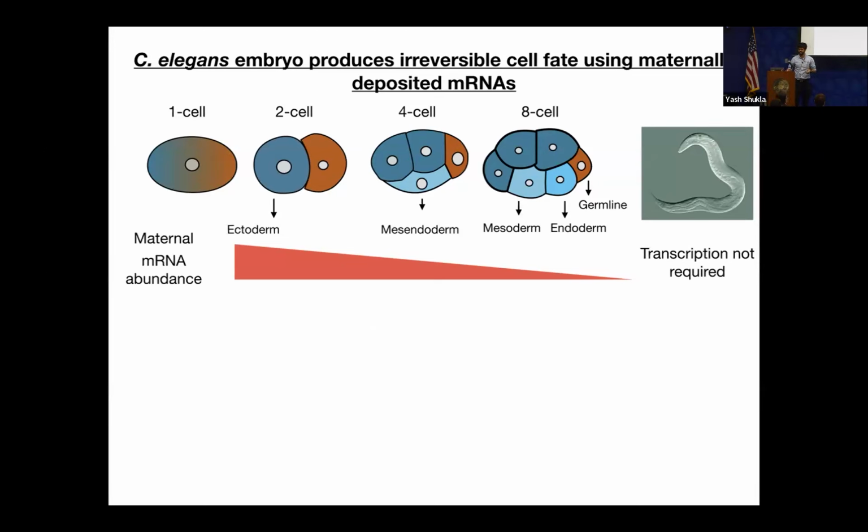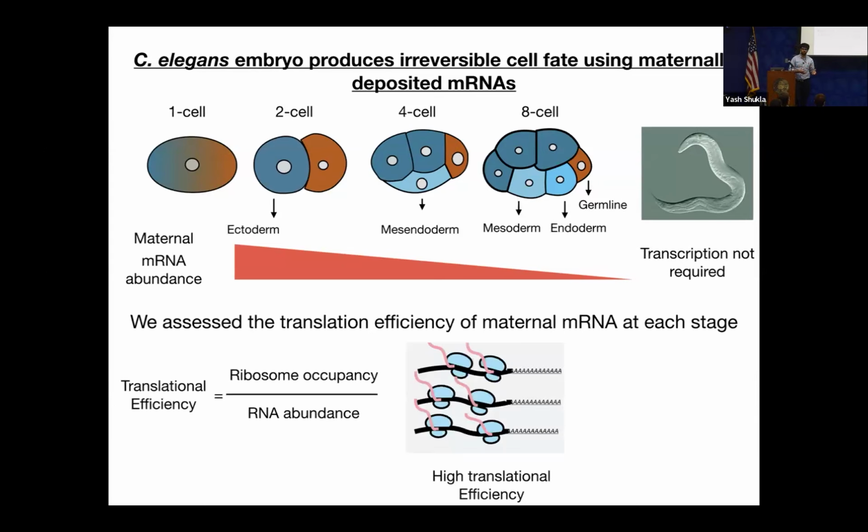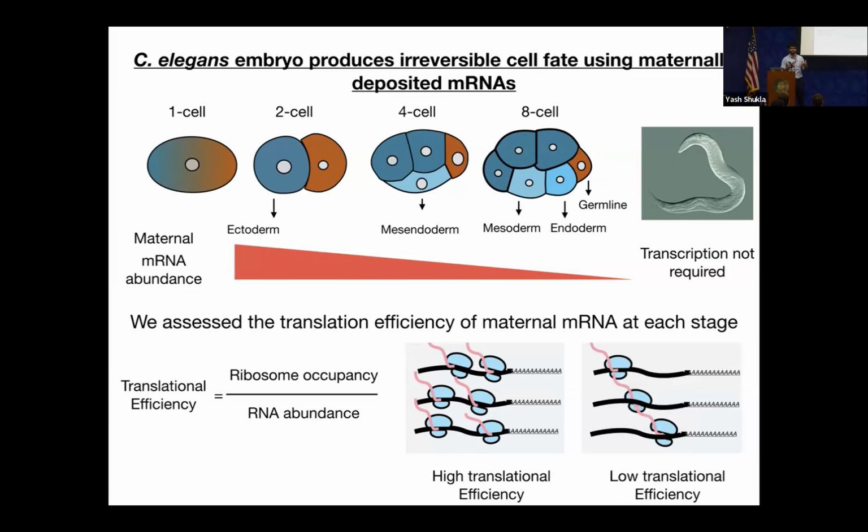And the way we go about addressing this is by looking at this metric, translational efficiency. The way we define it is the ribosome occupancy on a given amount of RNA abundance. So something that has a high number of ribosomes on a given number of mRNA would have high translational efficiency, and something that has fewer would be low translational efficiency. So in order to do this, we had to measure two things, ribosome occupancy and RNA abundance, and that is what we did.